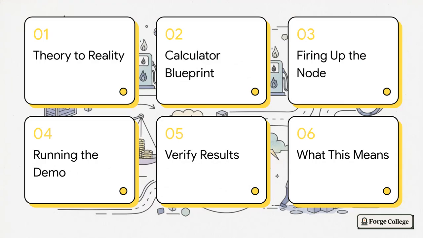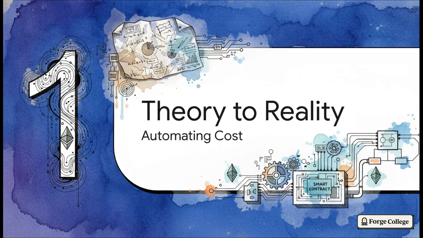Here is the engineering blueprint for today. We'll quickly cover theory to reality, the calculator blueprint, firing up the node, running the demo, verifying the results, and we'll wrap up with what this means. Starting with Section 1, Theory to Reality, Automating Cost.